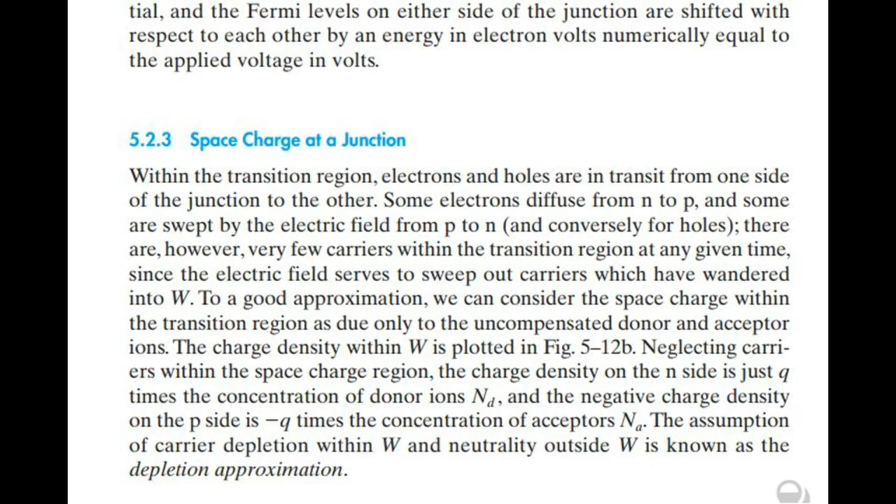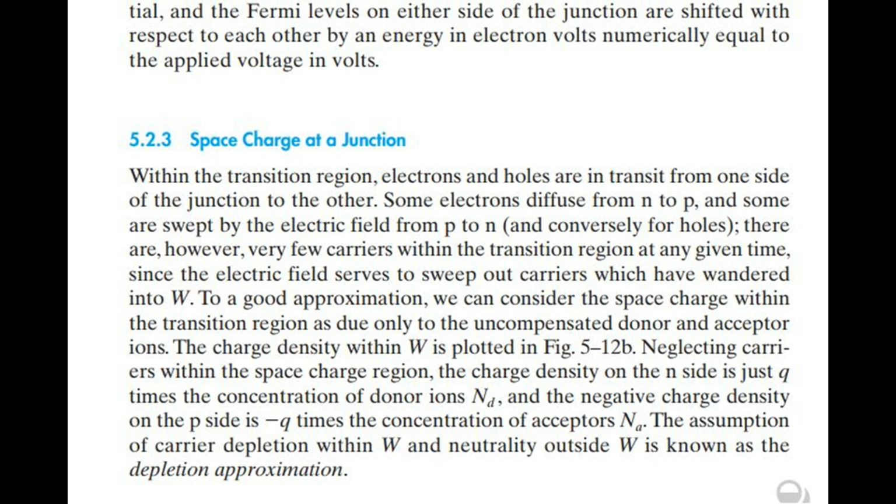Space charge at a junction. Within the transition region, electrons and holes are in transit from one side of the junction to the other. Some electrons diffuse from n to p, and some are swept by the electric field from p to n, and conversely for holes. There are, however, very few carriers within the transition region at any given time, since the electric field serves to sweep out carriers which have wandered into W.